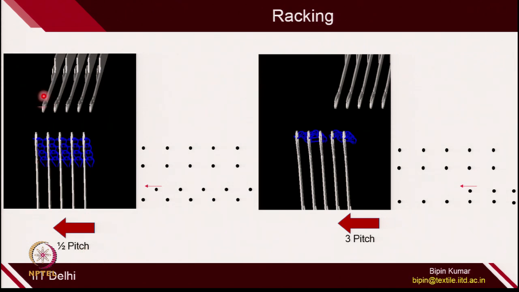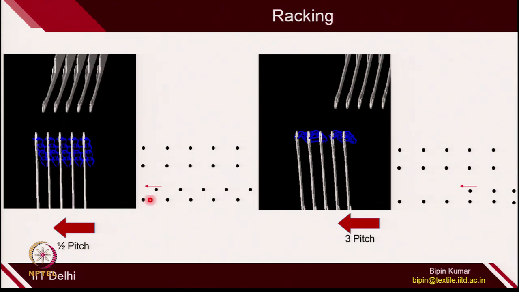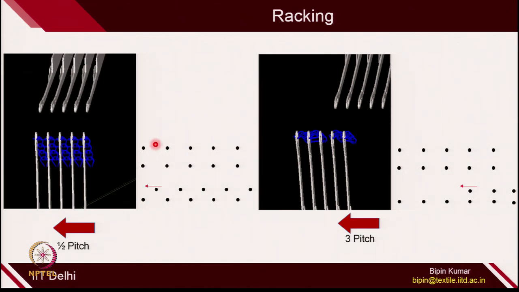So, here if you see, the needles are placed in the rib position. So, this is half pitch. You can see here the bed is shifting half pitch in the left direction. In the first course the needles are placed with respect to half pitch, and in the second course the back bed is shifted by half pitch. So, at this point the needles start facing each other for both the beds.